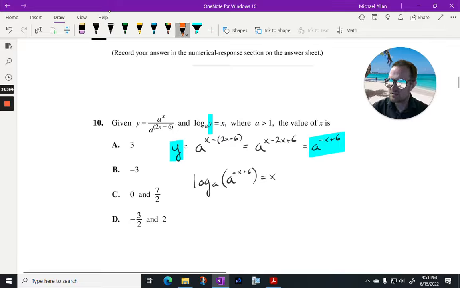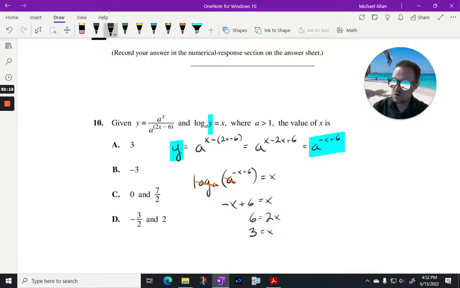Now, because of this log a of a, I can cross those off, because they're inverses of each other, and then we're left with this. Cool. All right. Rearrange this equation. Add that over that side. You get 2x divided by 2. And you get 3. Cool. Seems like I get 10a. Yeah. Not too bad.